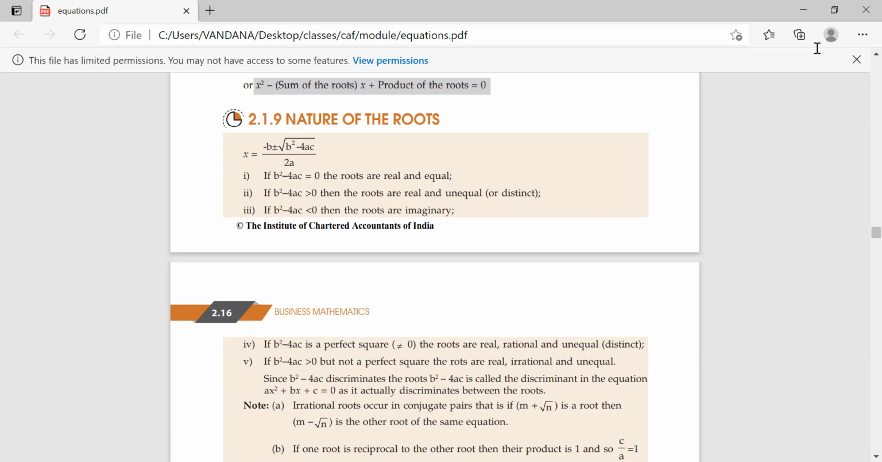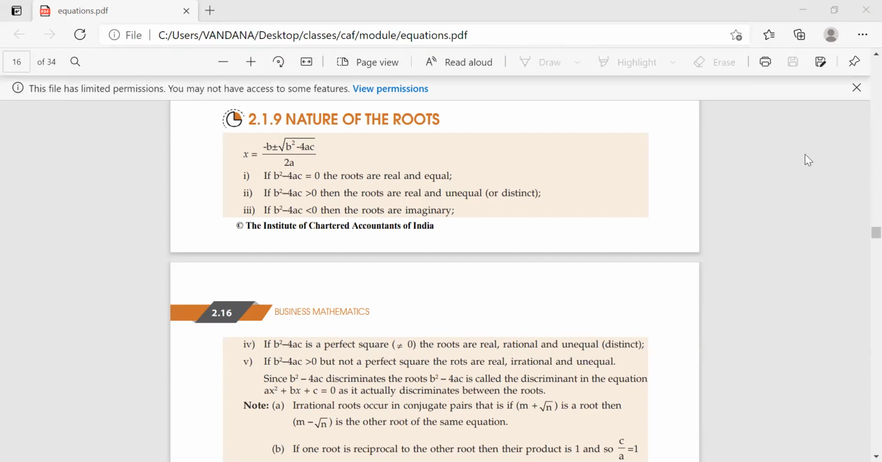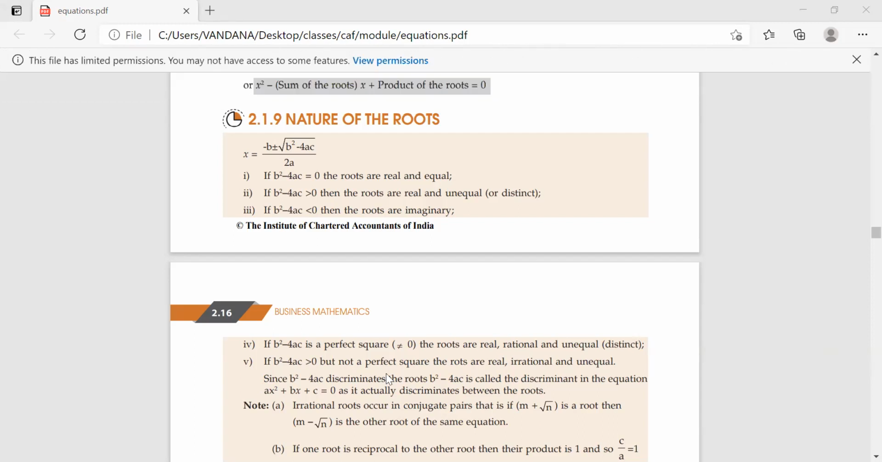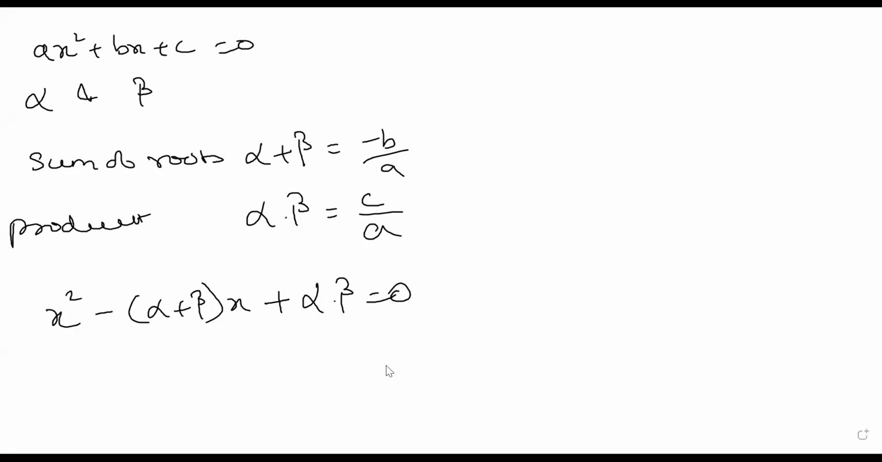So the discriminant can be divided into three parts: equal to 0, greater than 0, less than 0. Greater than 0 will also have two parts. Because b square minus 4ac discriminates the roots, b square minus 4ac is called the discriminant of the equation ax square plus bx plus c, as it actually discriminates between the roots. Irrational roots occur in conjugate pair. Okay, this property we'll see later on. I'll just explain you the concept of discriminant again. So we can just divide this discriminant into various parts.